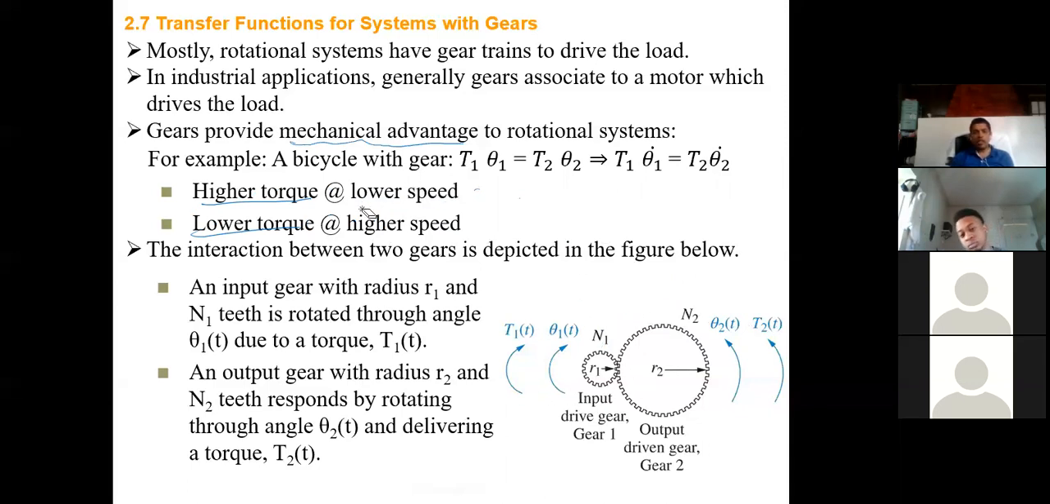You can represent that gear system as shown in the figure here. This is the input gear. This is the output gear. The big one is the output gear. The input gear has the radius R1, and the output gear has the radius R2. The input gear has number of teeth N1, and the output has N2. For the input gear, the torque is T1 and the angular displacement is theta 1. For the output, the torque is T2 and the displacement is theta 2.